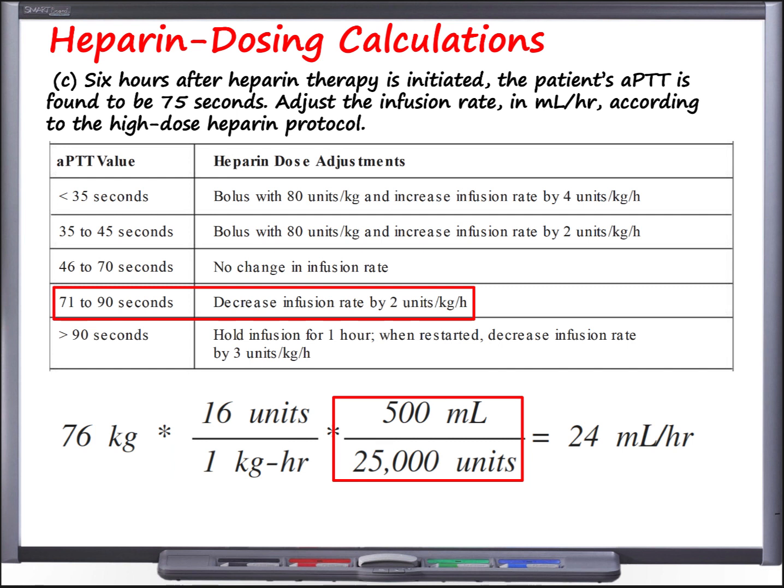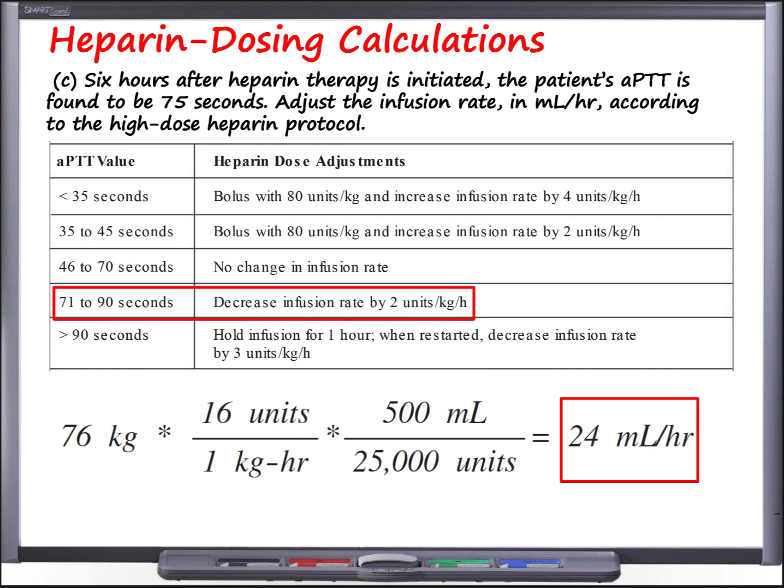We're still using the same IV bag, but we're going to multiply by 500 milliliters over 25,000 units. So again, the units of units cancel. And what we get in the end, if we take the 76 times 16 this time, times 500 divided by 25,000, you should get the number of 24. And the units that remain would be milliliters per hour, which then answers this question. So hopefully we're able to follow that along and answer our heparin dose question.